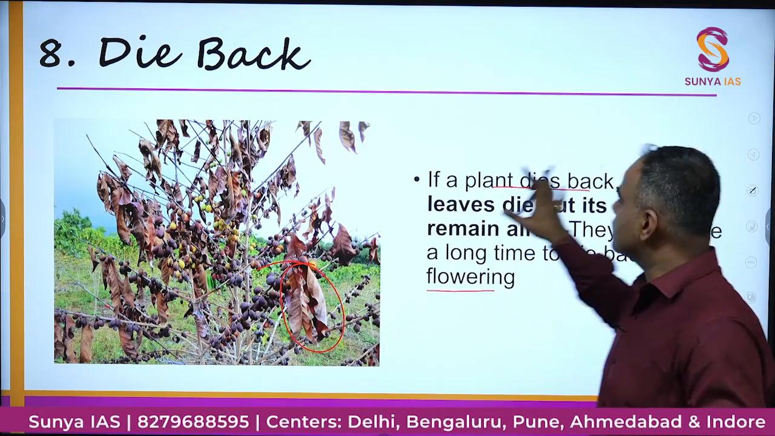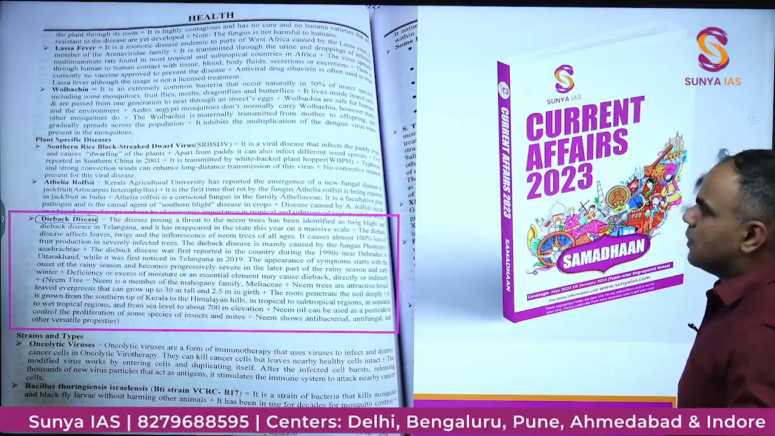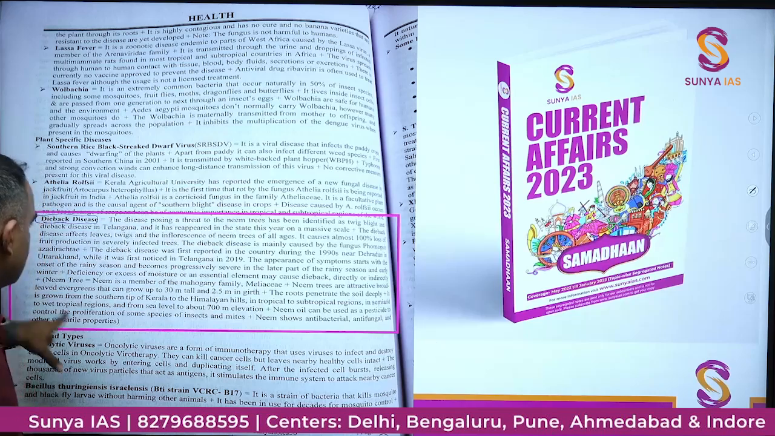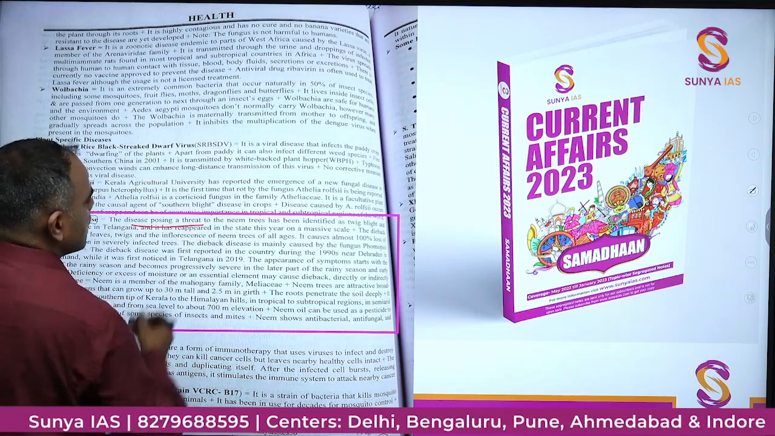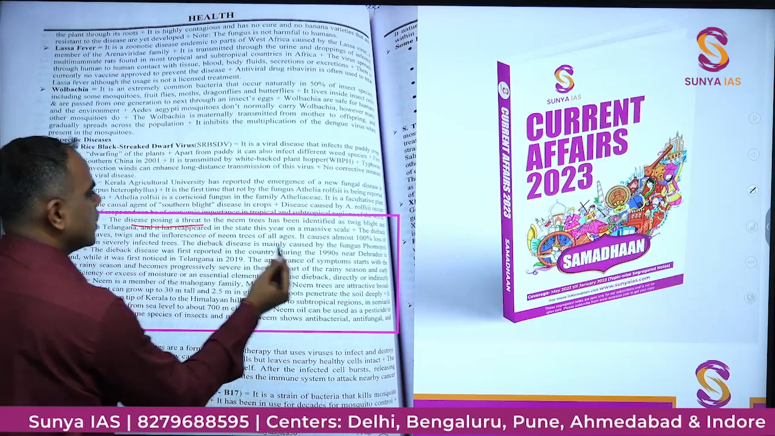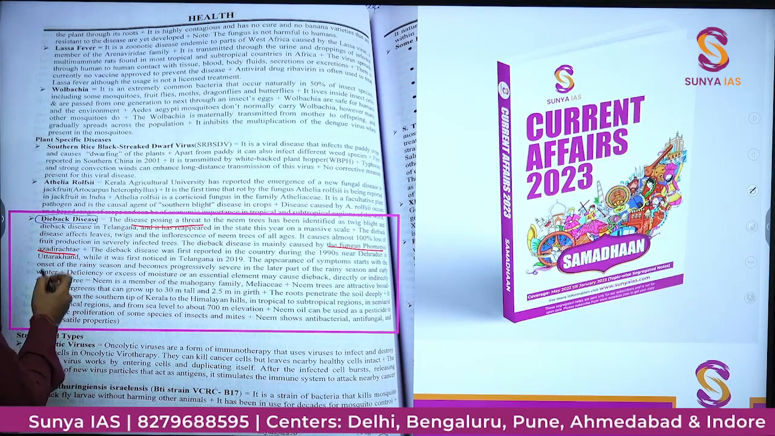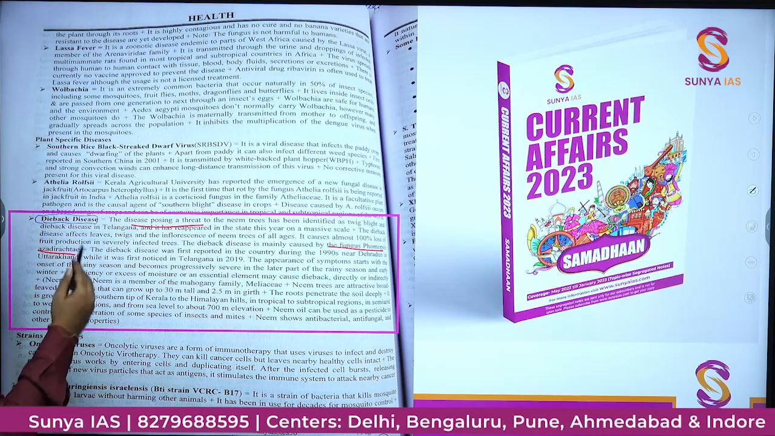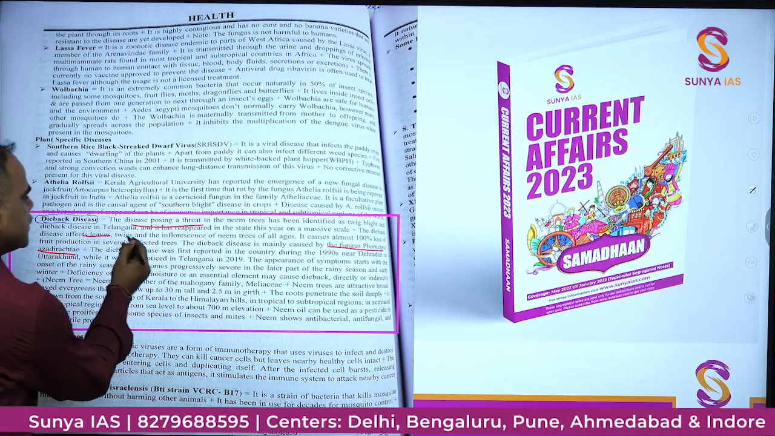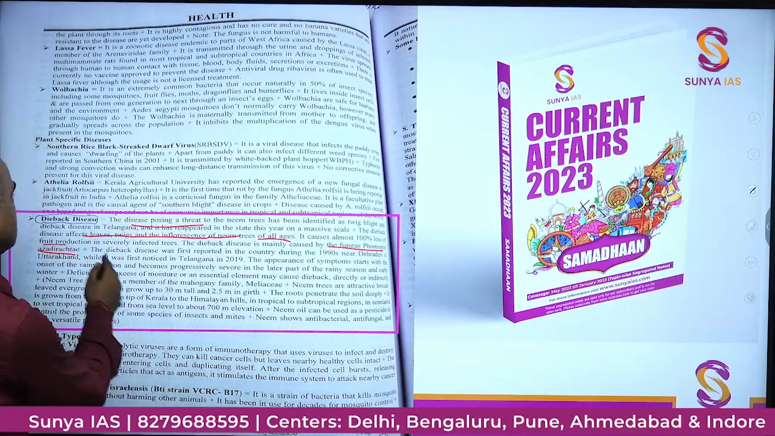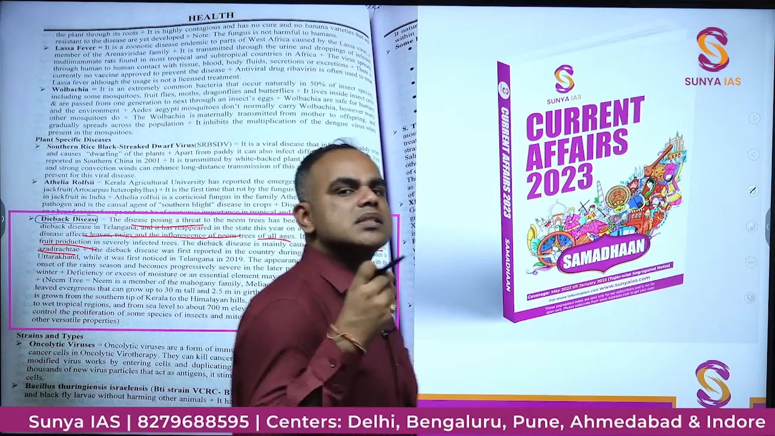Now, why was this in the news? This is of course mentioned in your Samadhan current affairs in great detail. Basically it was a disease which was posing a threat to the neem trees. It was caused by a fungus, and even its name is mentioned here, Phomopsis azadirachtae. It was affecting the leaves, twigs, etc., of neem trees of all ages, and fruit production was severely impacted by it.